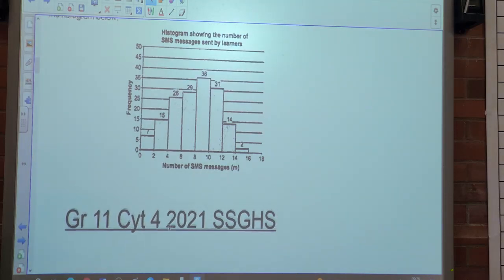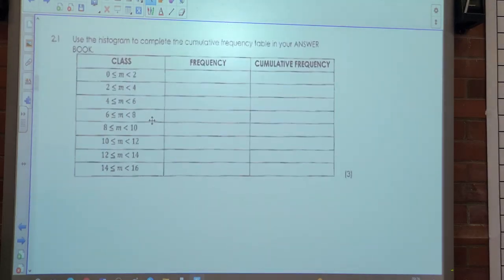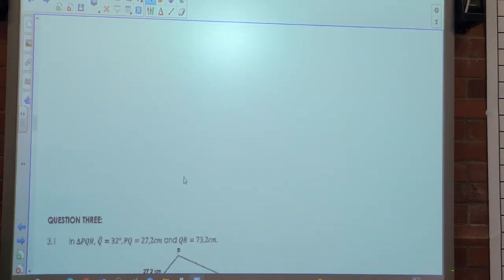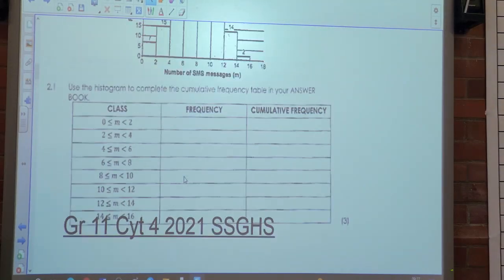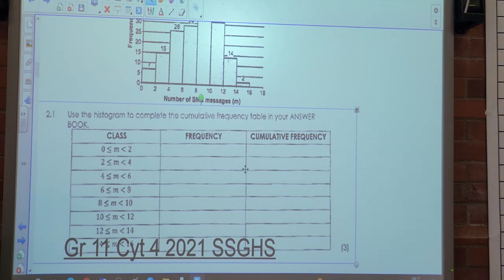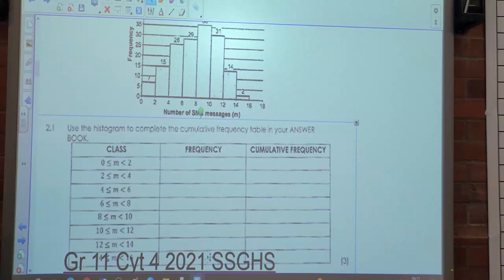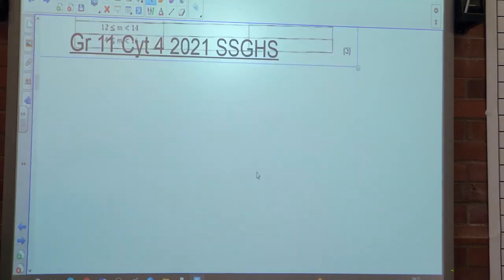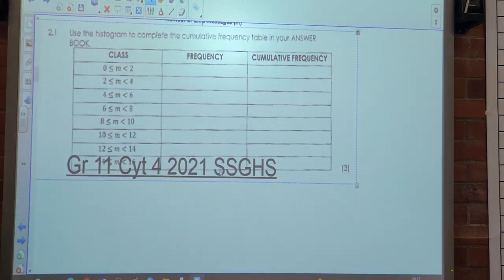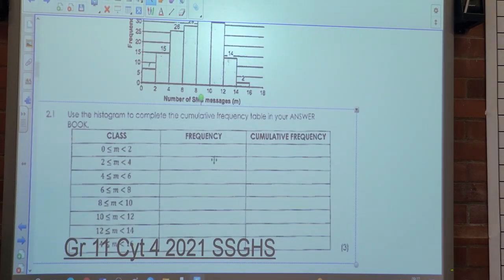Alright, so that's that. Where did I cut a table up for the grid page? But anyway, so your frequency here, you probably needed a grid page for the ogive graph. But anyway, we are told here to complete, use the histogram to complete the cumulative frequency table in your answer book.